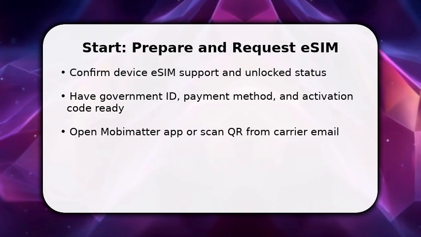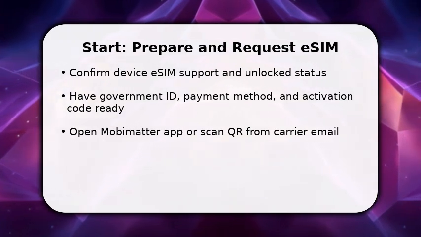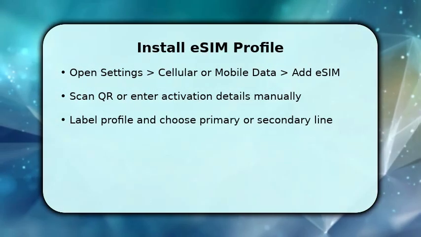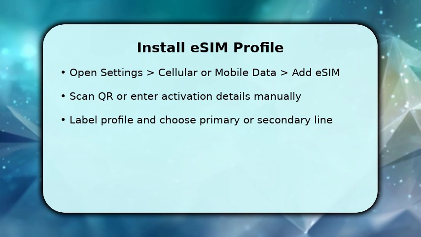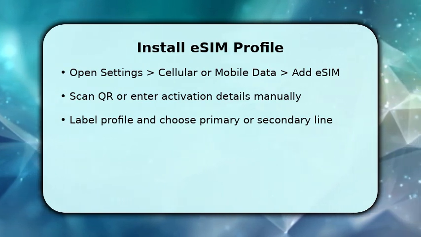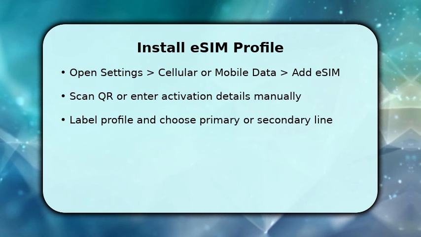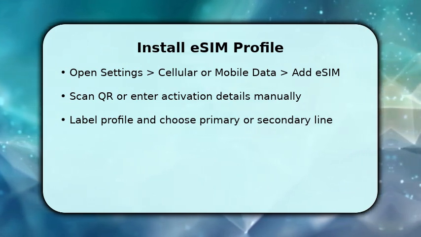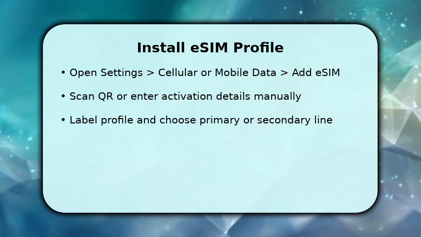You now add the eSIM profile on your device. Open Settings, go to Cellular or Mobile Data, then choose Add eSIM. Scan the Mobimatter QR provided or type the activation code exactly. Accuracy matters because incorrect digits block provisioning.